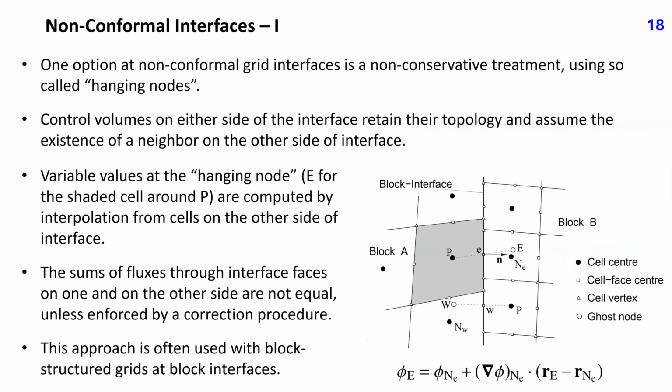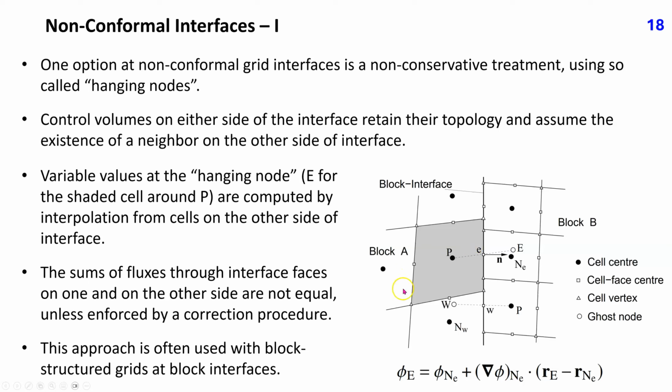Irrespective of grid type, we often have to deal with non-conformal grid interfaces. For example, when one grid block slides along another one, like between a rotor and the stator of a turbo machine. One option at such interfaces is a non-conservative treatment using so-called hanging nodes. Such a situation is depicted in this figure.